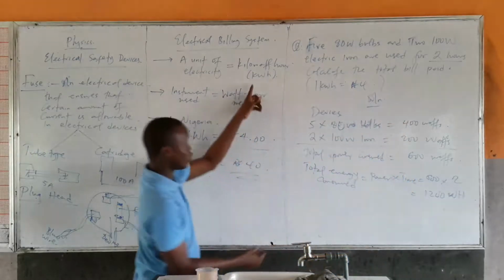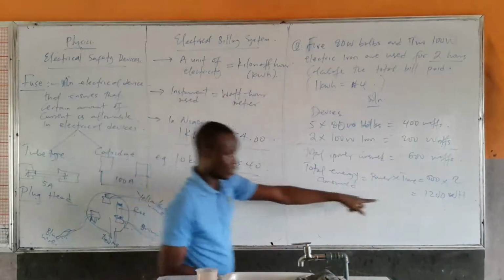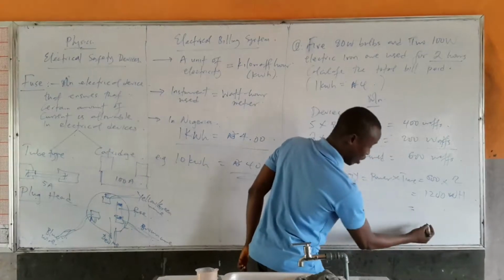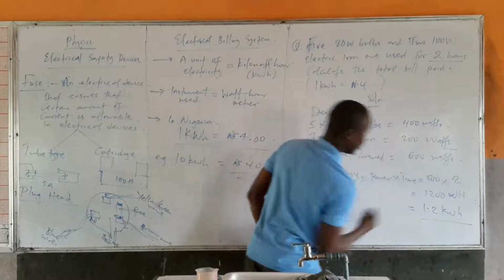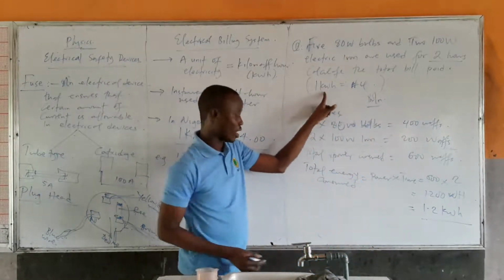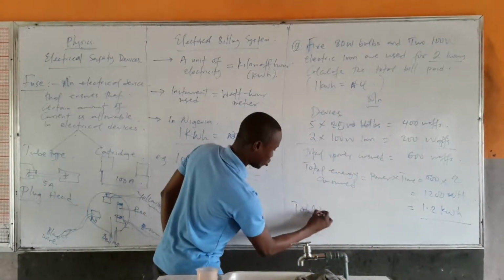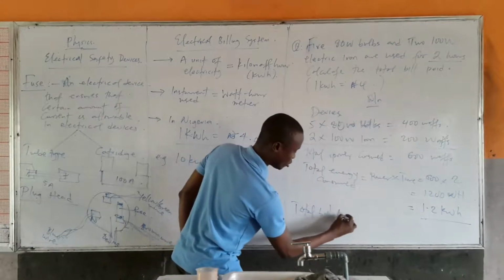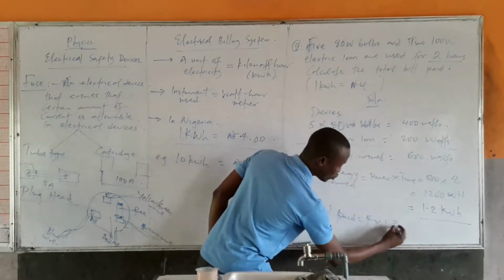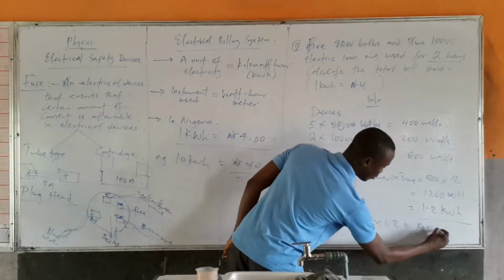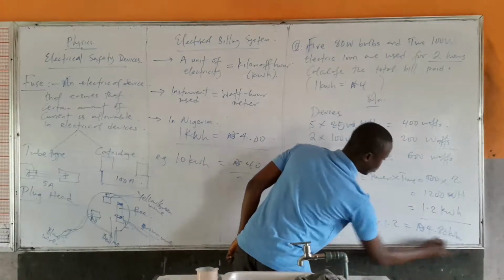And remember, energy is measured in kilowatt hour. So I'll convert this to kilowatt hour. Kilo is 1,000, so that's 1.2 kilowatt hour. So if 1 kilowatt hour is 4 naira, the total bill paid will be 4 times 1.2, and that is 4 naira 80 kobo.